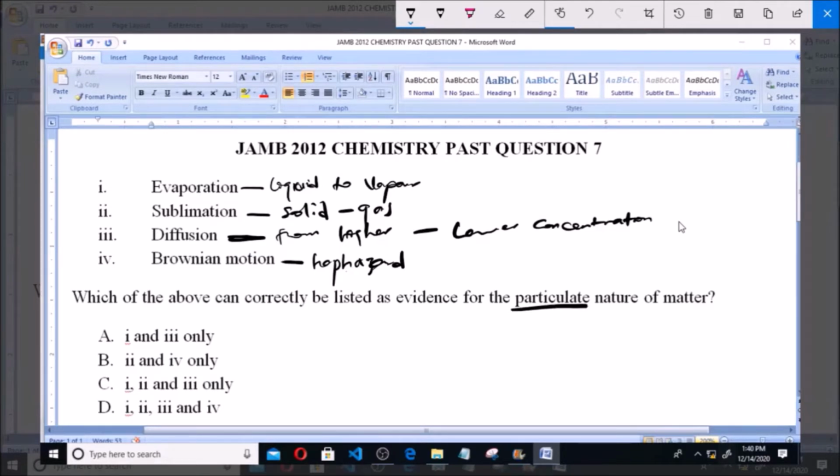Evaporation deals with the particle changing from liquid to vapor. Sublimation deals with the particle changing from solid to gas, and diffusion deals with the movement of the particles. Brownian motion also deals with the haphazard motion of the particles of this material, which is matter.